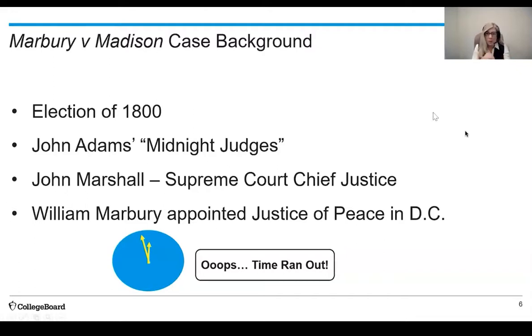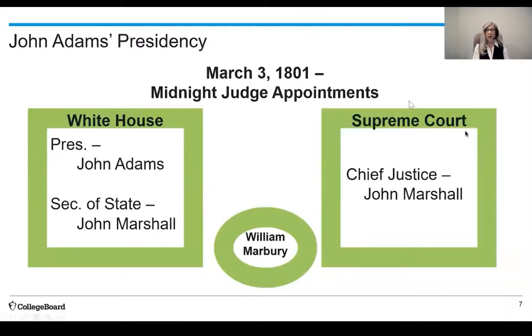So Adams is busy signing these commissions, and suddenly time runs out. One of the last few that he had signed was for William Marbury to become the new Justice of the Peace for Washington, D.C. But time ran out, and John Adams was leaving office, and the commission was never delivered. He signed it, but it was never delivered to William Marbury. So that's where the question comes in. Does he deserve this job even though he never actually received the commission?